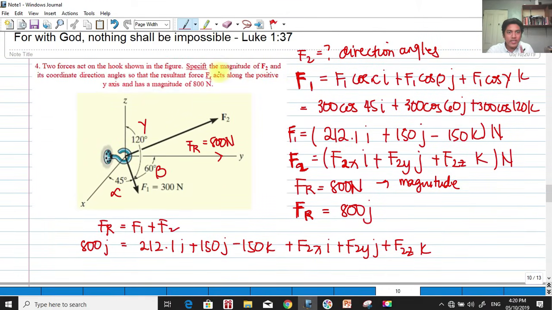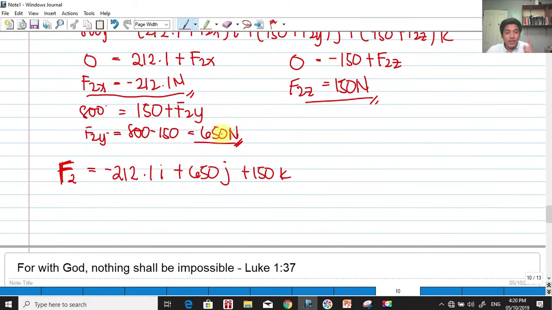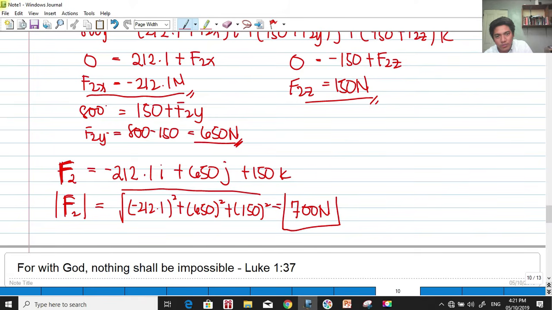But it says specify the magnitude of F2, so the answer is to get the magnitude of vector F2. We have to get the square root of negative 212.1 squared plus 650 squared plus 150 squared. Upon getting that, the magnitude is 700 newtons, and this should be our answer.